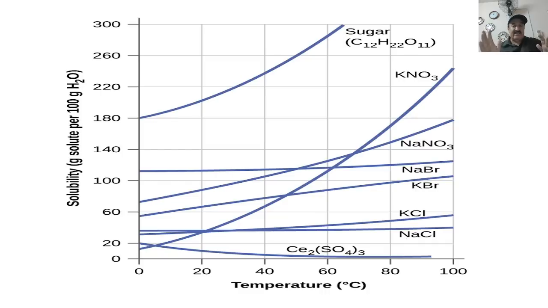So as we have explained, regarding the effect of temperature on solubility, the solubility of substances such as sugar, KNO3, NaNO3, NaBr, KBr, KCl is increasing by increasing temperature, while the solubility of cesium sulfate, Ce2(SO4)3, is decreasing by increasing temperature, while the solubility of NaCl is not affected by temperature because its line goes straight. It goes neither above nor down. So its solubility is not affected by increasing temperature.